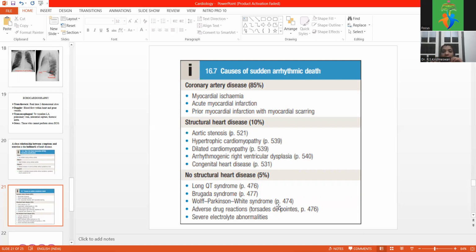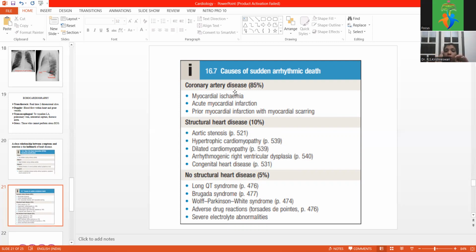The thing I want to stress here is that coronary artery disease is the most important cause of arrhythmic death, that is, the most important cause of cardiac arrest. 85% of sudden cardiac death is due to coronary artery disease. Please make a note of this. It is the most important and the only most important cause. You don't need to go into the details; you understand the things.